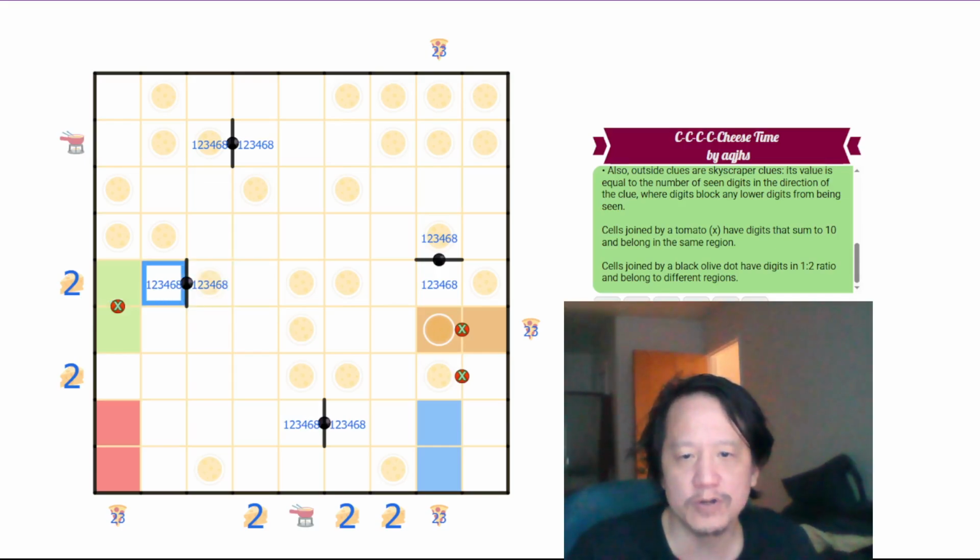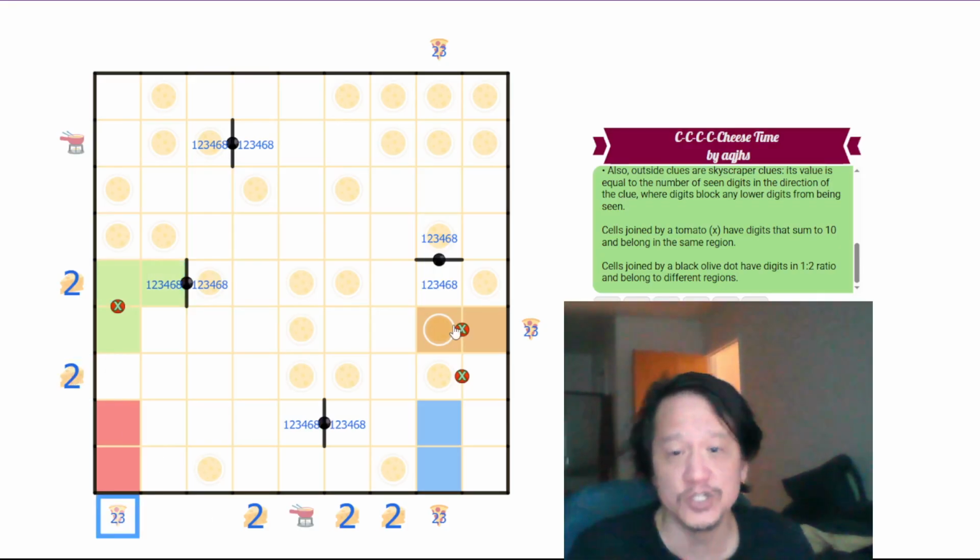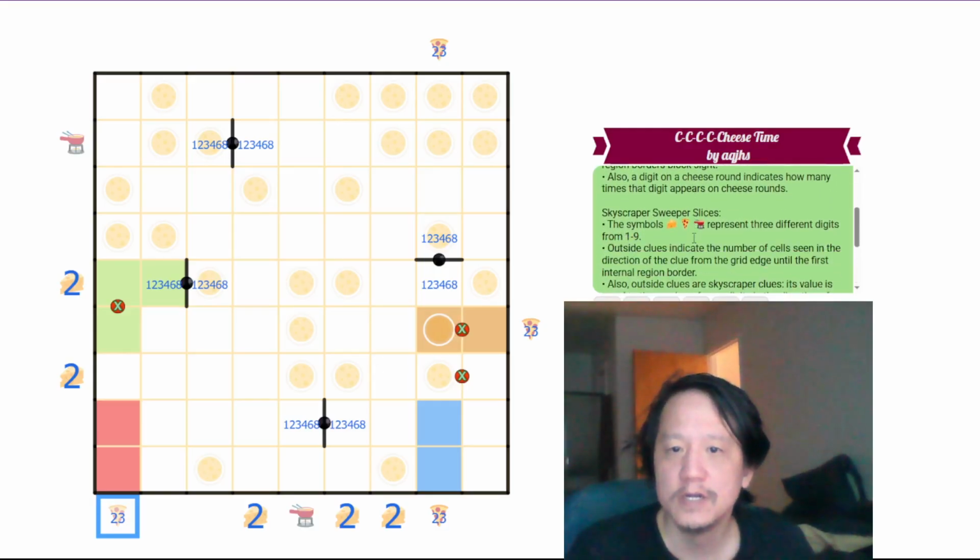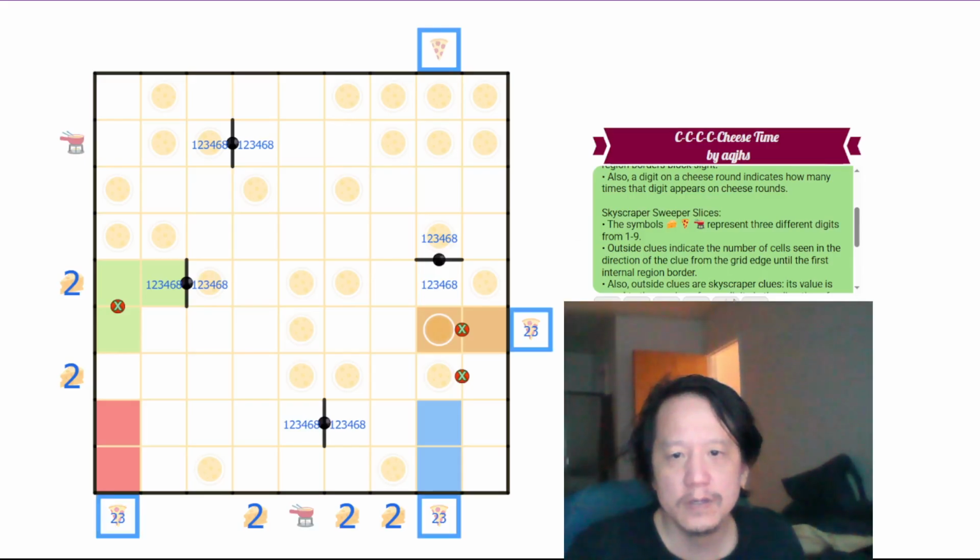So this is part of green. This must be a different region because of the black olive. So we have 2 here, 2 here. The pizza has to be a different digit because they represent different digits from 1 through 9. So the pizzas have to be 3. So these are all 3.